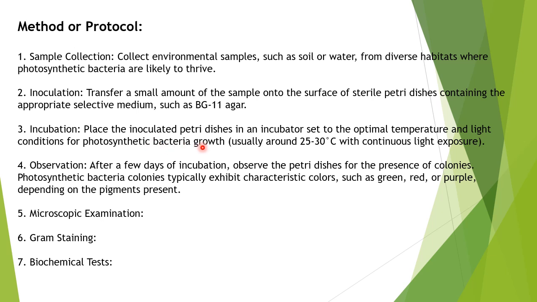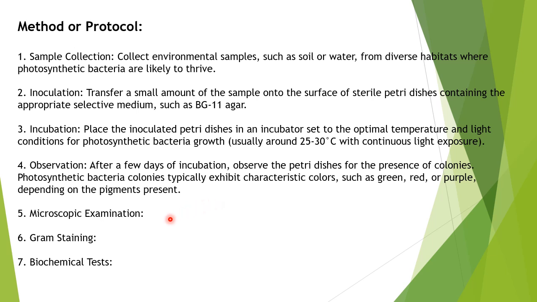After a few days of incubation, you observe the petri plates for the presence of colonies. Photosynthetic bacterial colonies typically exhibit a characteristic color that is green or red or purple, depending on the pigment present. A careful microscopic examination needs to be done here. You don't want any non-photosynthetic bacteria growing while you carry out all your experiments with that. You don't want to pick up a contamination, so be thorough with your microscopic examination of the isolated colonies. Check for cell size, shape, arrangement, etc.